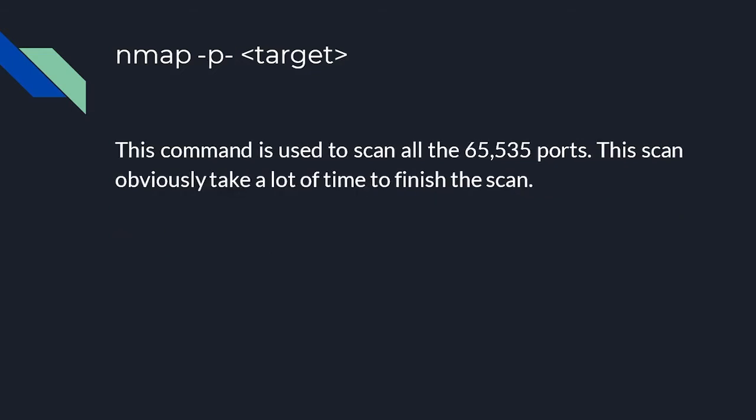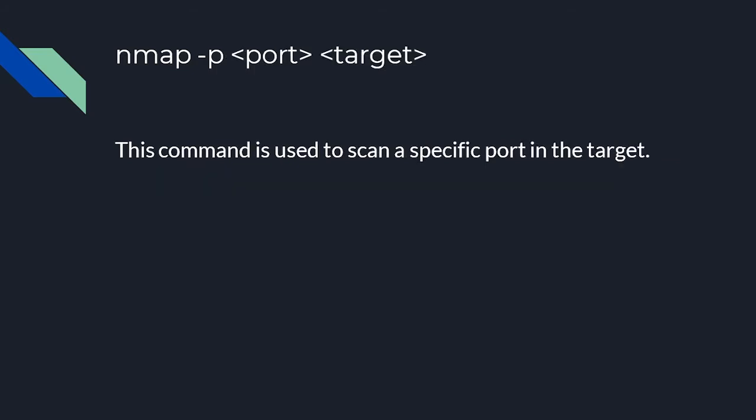The next command is nmap -p- the target. This command is used to scan all the 65,535 ports on the target. This scan obviously takes a lot of time to finish. The next command is nmap -p port and the target. If you want to scan a specific port, for example port number 21, the service running on the corresponding port is FTP.